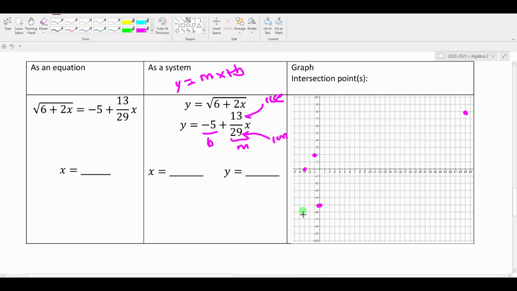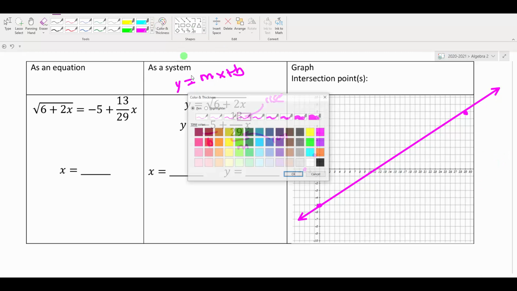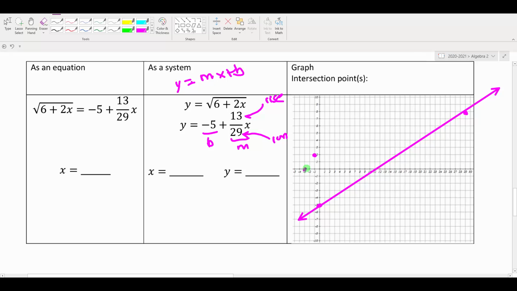Let me see if I can do that. It's kind of tricky. Okay. There we go. So there's my line, and then I'll do the radical part, or the square root function, in a different color here. And this one's going to be freehand, so don't make fun of me here. So we would have this curve, and it goes like that. And that's me trying to graph with this pad. All right, so there you go.